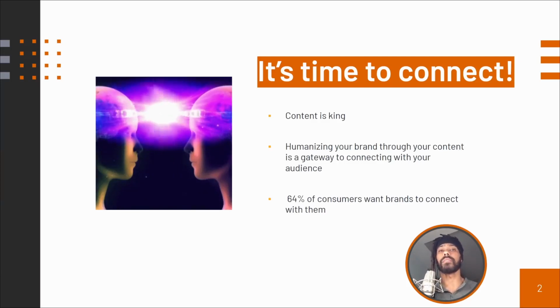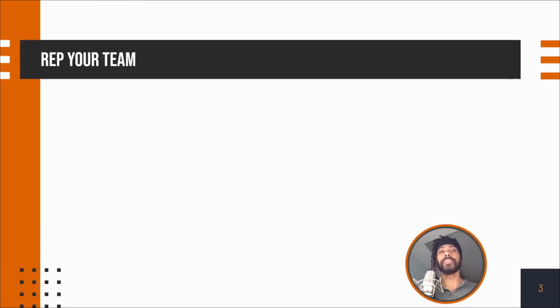So, with that said, let's chat about our top 3 tips for creating short-form content to help you connect with your audience. Number 1, rep your team. It is never, ever a bad time to show off how awesome your team members are. Helping your audience also put faces to the name while recognizing those team members on social media is one of the easiest ways to humanize your brand.